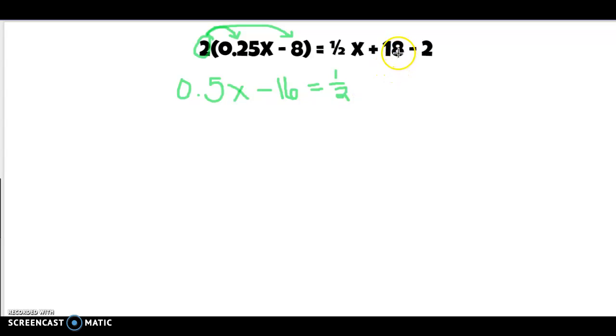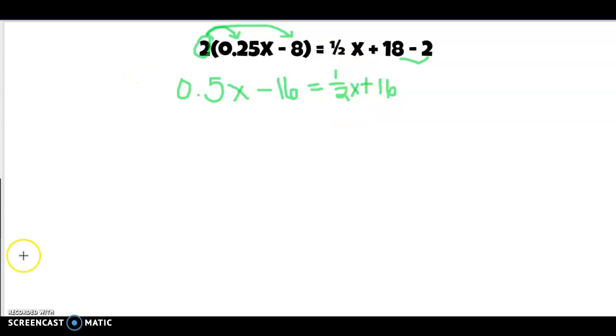And then I can combine 18 minus 2 because these are both constants. And 18 minus 2 is 16. And I have more positives than negatives, so it's a positive 16. Okay, this is what you really need to look at. Oh, let me put the x here. Sorry about that. You need to look at this left side here and this right side here.